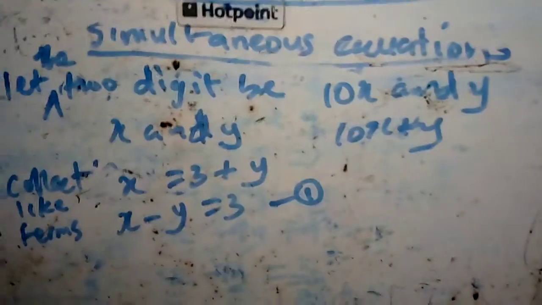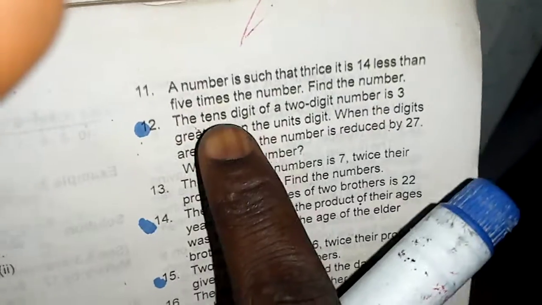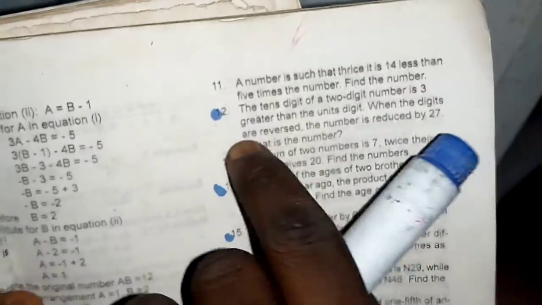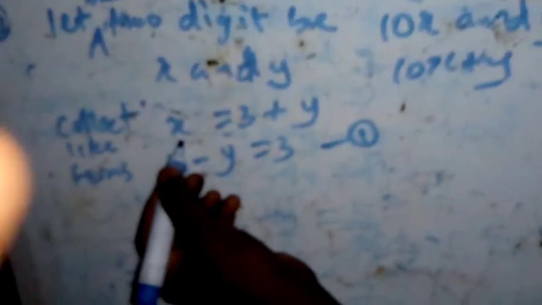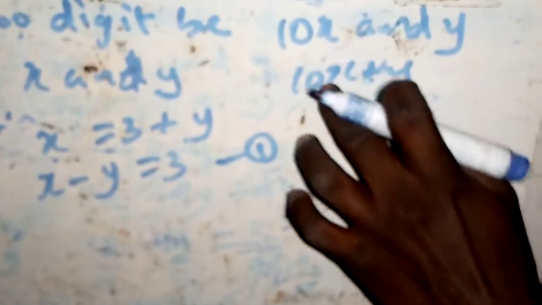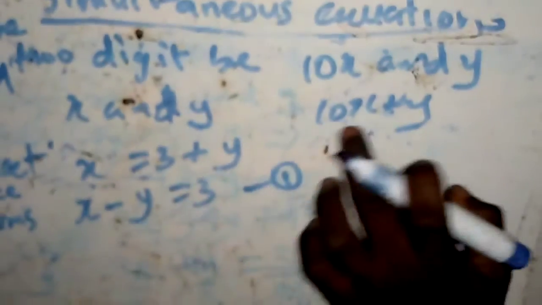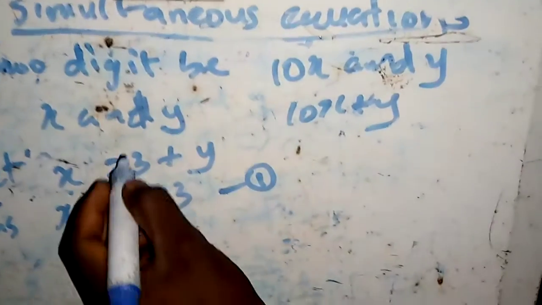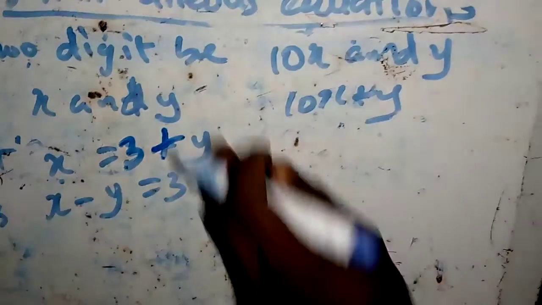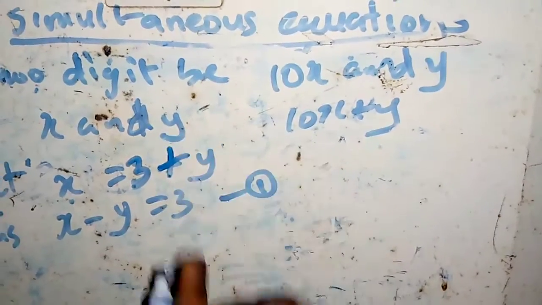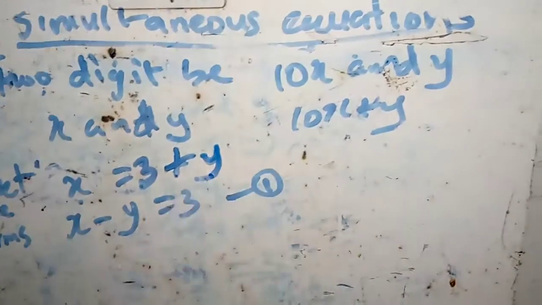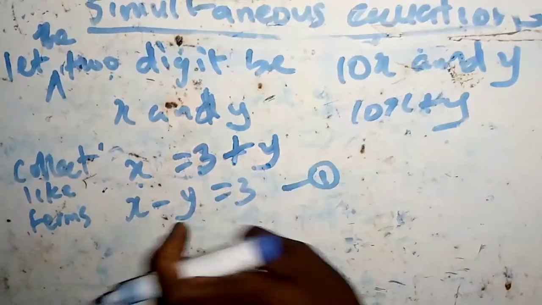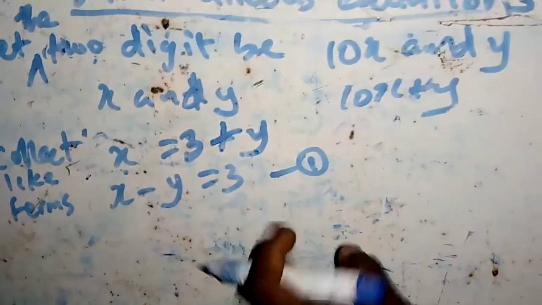So the question says the tens digit of a 2-digit number is 3 greater than the unit digit. This is the tens digit, so x equals 3 greater than the unit digit. That's the unit part of the digit, not tens, so it's units. Now we collect like terms to be in simultaneous equation form. So plus y coming to this side turns to minus y, so x minus y equals 3.